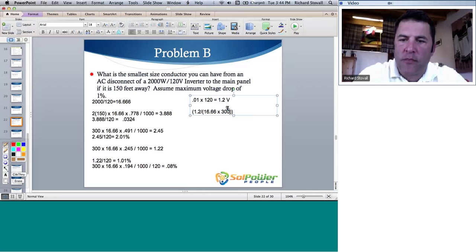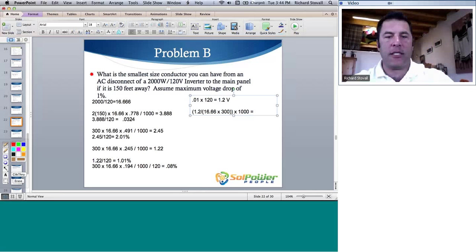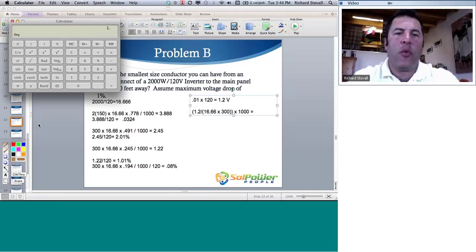Times 1,000. Then we would get a value that is this. So 1.2 divided by, open parentheses, 16.66 times 300, close parentheses, times 1,000 is equal to 0.240. So that's the level of resistance that we must be below in order to not exceed the 1% rule. So the answer here would be 0.240.